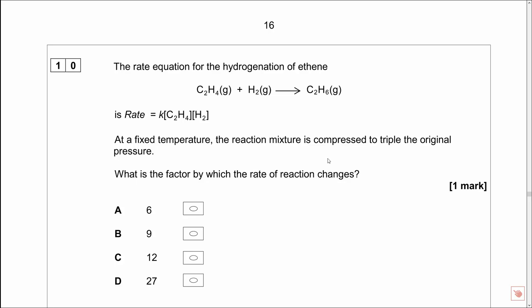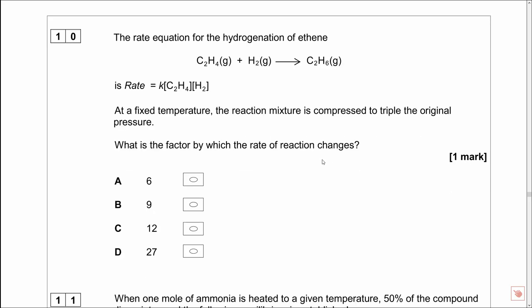Question 10. The rate equation for the hydrogenation of ethene is rate equals, and so on. At a fixed temperature, the reaction mixture is compressed to triple the original pressure. What is the factor by which the rate of reaction changes? This is a good question. I did this one the other day, actually, as a little Kahoot thing. It's multiple choice, and this was one of the ones that I used. Essentially your k value is remaining the same, so we can ignore that. We'll just say that rate is proportional to C2H4.